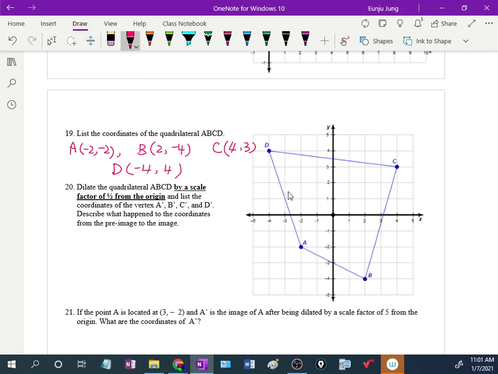Okay, so we can name the points, and I'd like to put the name in front of the ordered pair. That's how we name the point. Okay, so that's it. Question number 20. Dilate this quadrilateral by a scale factor of 1/2 from the origin. From the origin. Okay, so we will dilate this figure and we will name A prime, B prime, C prime, D prime. Since we are using origin, it would be much easier, okay?